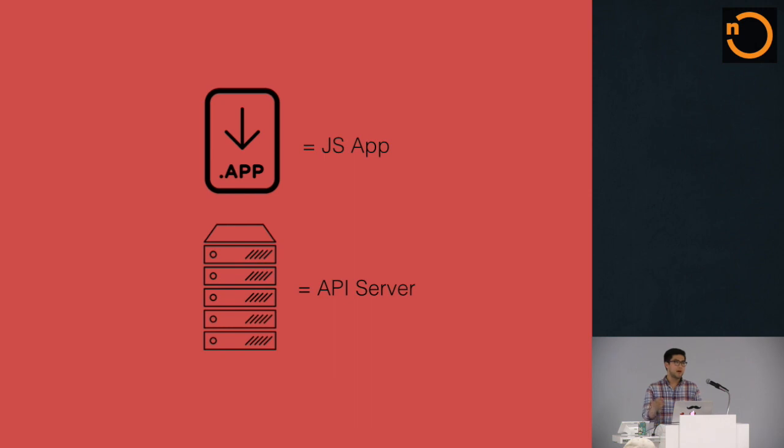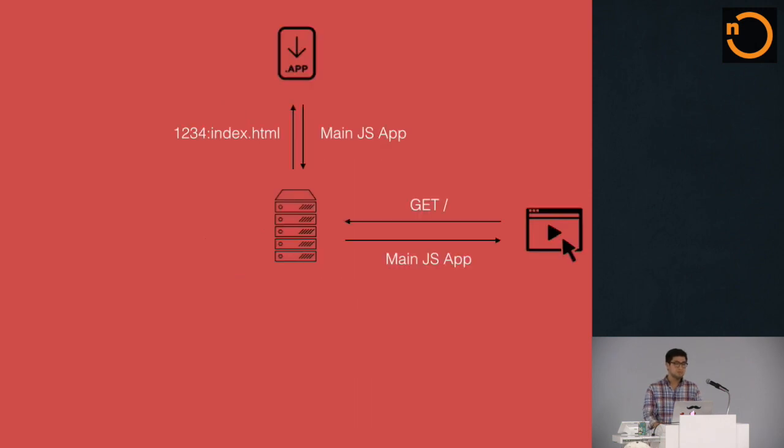So I'm going to do some diagramming here. I have a JavaScript app and an API server. This is what that original architecture looks like. The browser hits the index route. The server talks to Redis, grabs the app, gives it back to the browser.